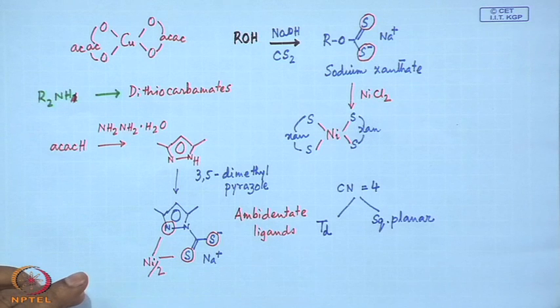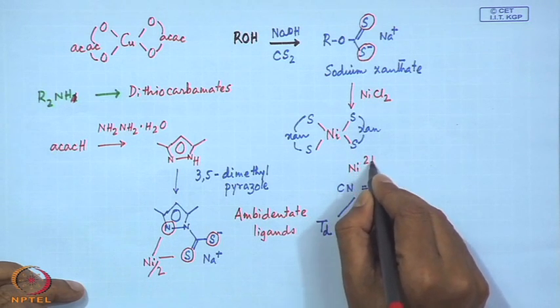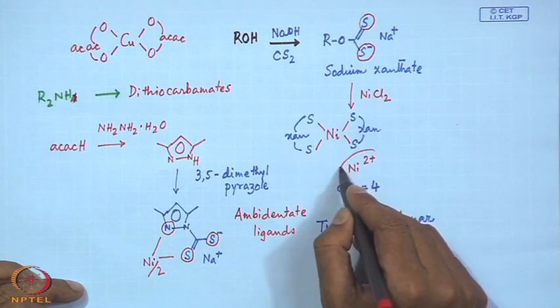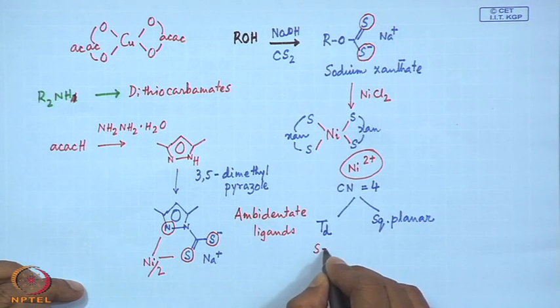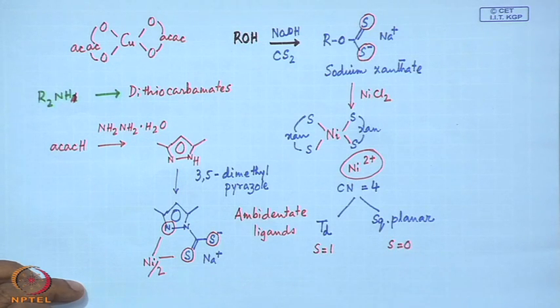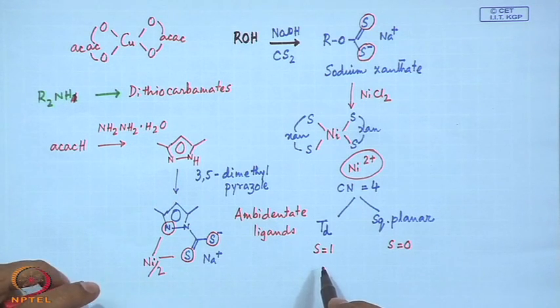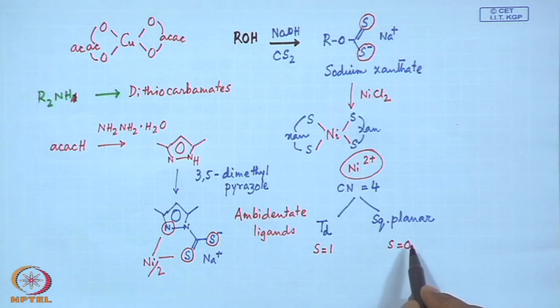So, these are well known facts about one of the species we have seen in nickel chemistry, the coordination chemistry of nickel 2 plus. In this particular case, tetrahedral is a spin triplet state and square planar geometry is a spin singlet state. So, the magnetic moment, if we can measure it, can differentiate these two geometries. That means whether we have a tetrahedral structure or a square planar structure.